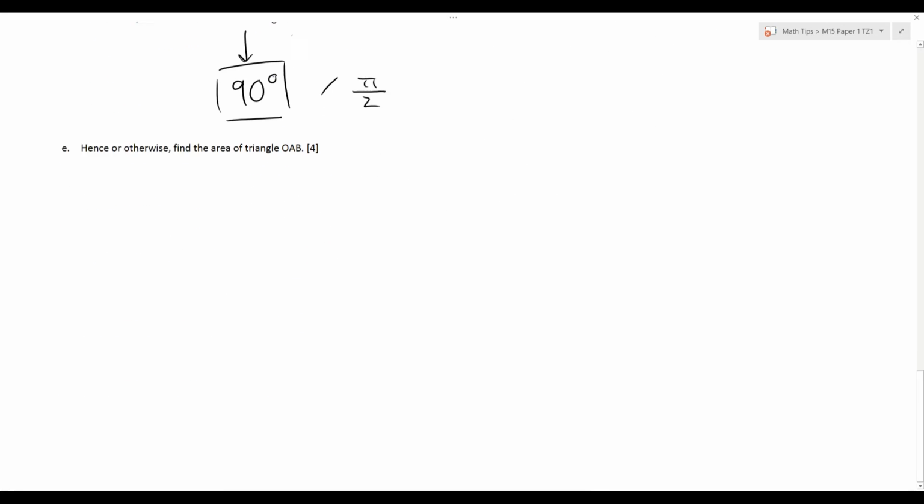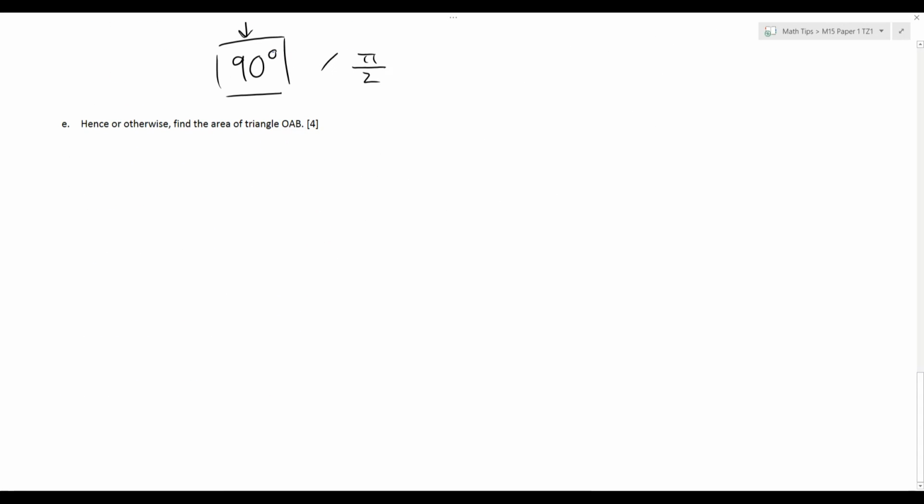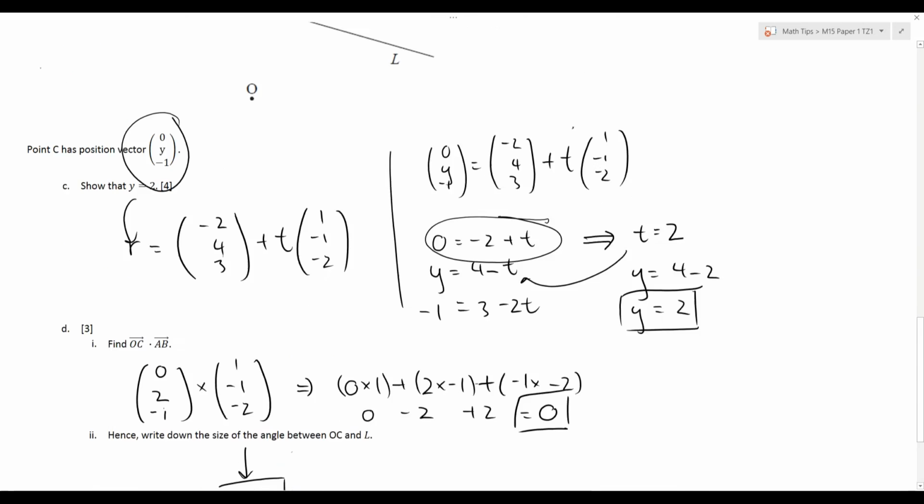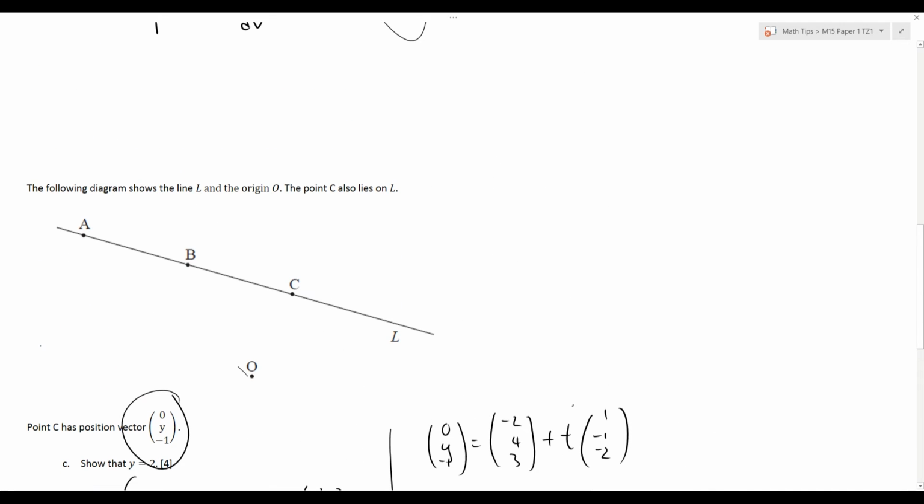Works well. For the last part, hence or otherwise, find the area of the triangle OAB. Ooh, this one is a bit nasty, I think. Because we're looking at OAB, we're looking at the triangle. Let's try that again. We know that this is a right angle. So we are going to need to go for the big triangle minusing the small triangle. But before we can do that, we need to find magnitude.